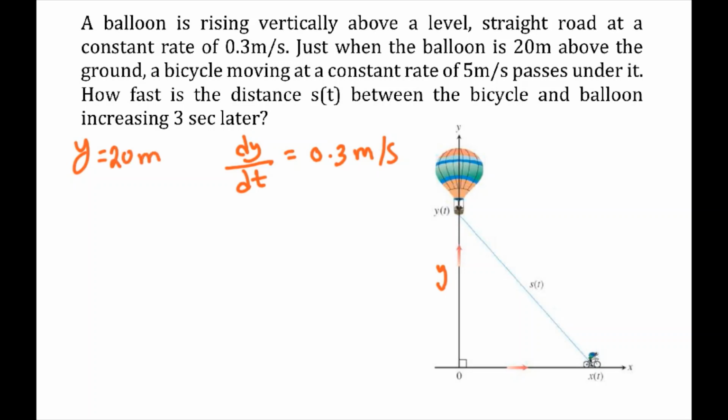A bicycle, when the balloon was 20 meters above the ground, the bicycle moving at a constant rate of 5 meters per second. This is x. Now when I talk about a constant rate, then this is dx over dt.